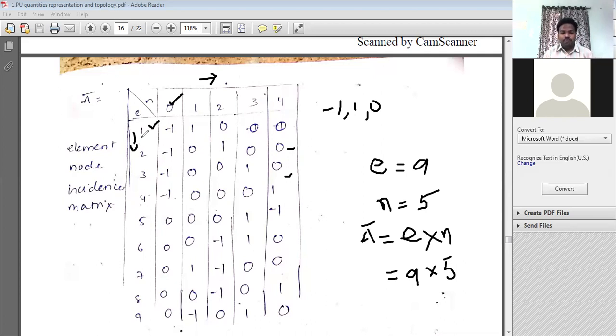Okay, please note this down. I will give you 2 minutes for noting all these things. Immediately note down this matrix.